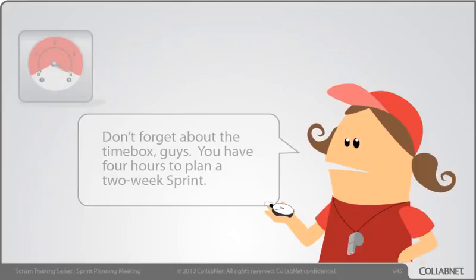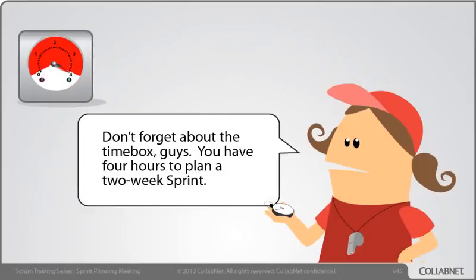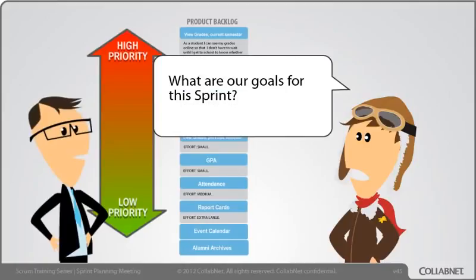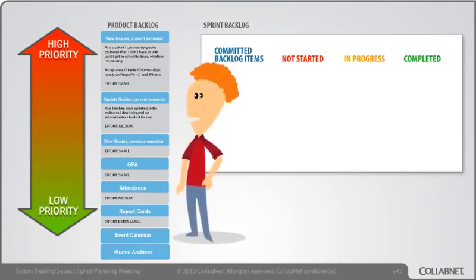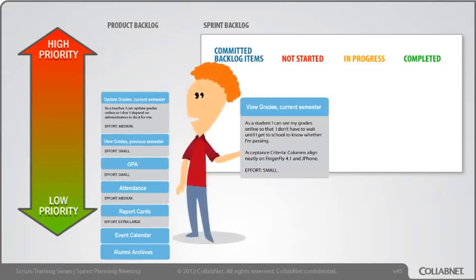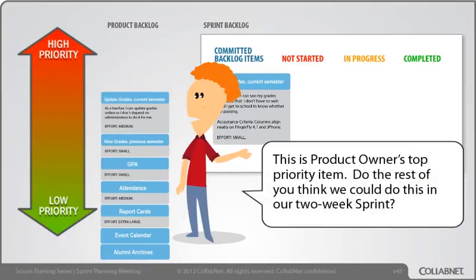Don't forget about the time box, guys. You have 4 hours to plan a 2-week sprint. What are our goals for this sprint? This sprint, I'd be happy to see some rudimentary capabilities with grading. This is the product owner's top priority item. Do the rest of you think we could do this in our 2-week sprint?